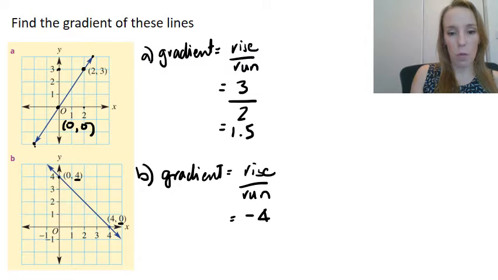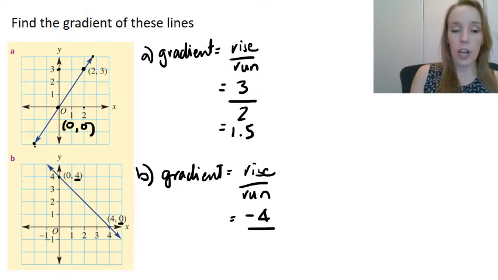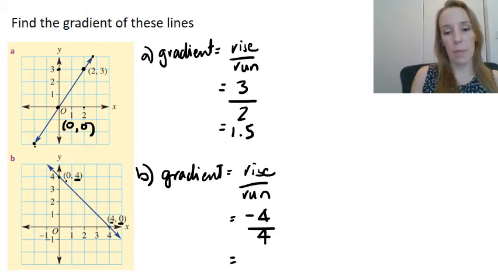So it's negative 4 divided by our change in x, and x started as 0 and then it changed to 4, so that's positive 4. So negative 4 divided by positive 4 is going to give us negative 1. So our gradient in this one will be negative 1.